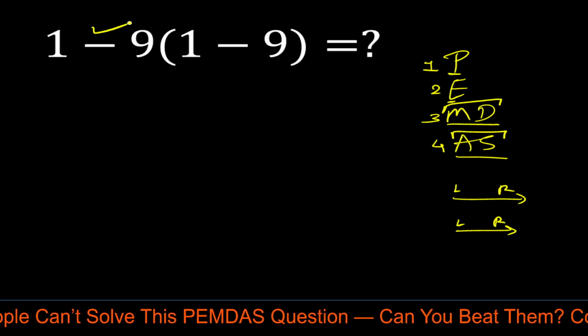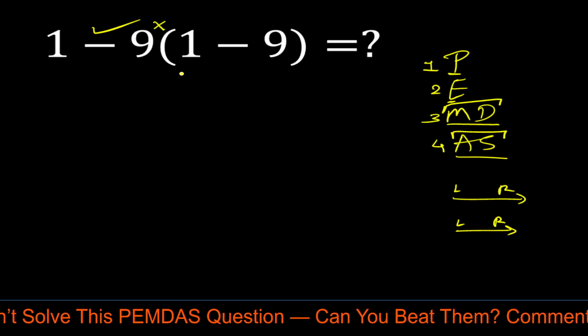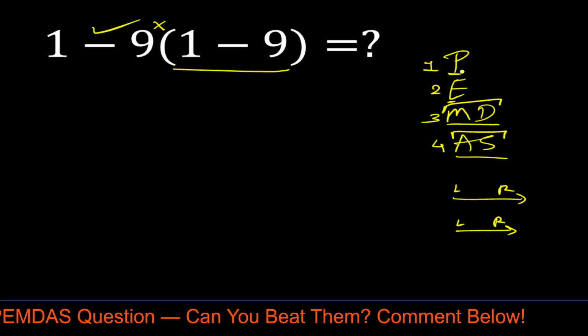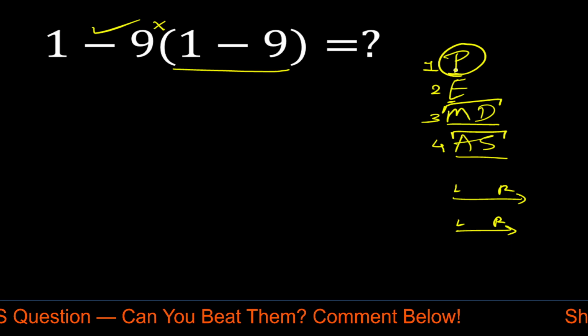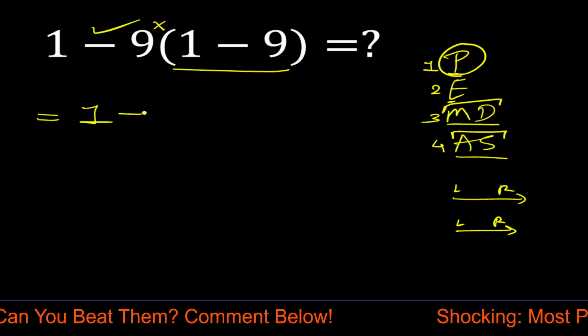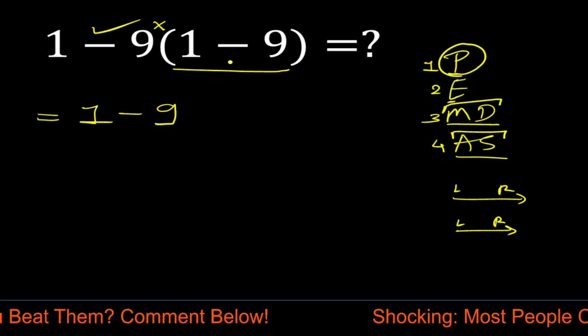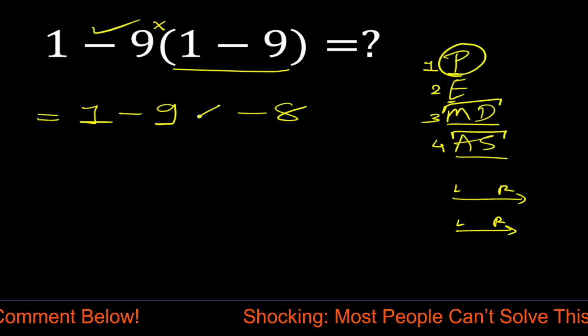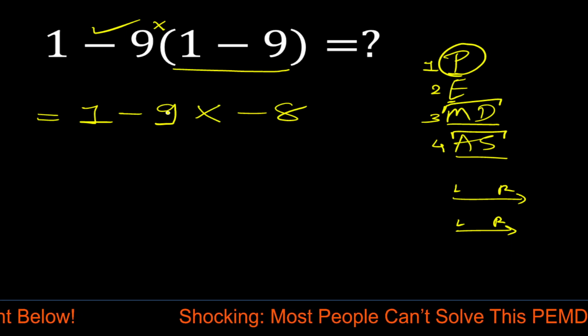So in this question, here we have subtraction, here multiplication, and here we have one parenthesis, right? So according to the PEMDAS rule, first we have to solve the parenthesis. So now 1 minus 9, now solve this parenthesis. 1 minus 9 is equal to minus 8. So times minus 8, right?